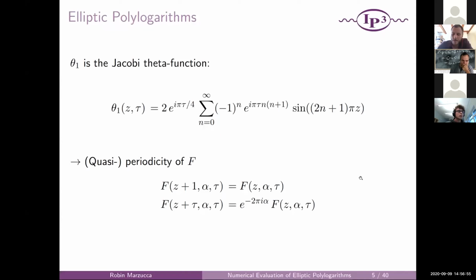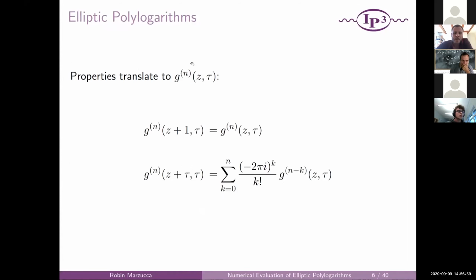Of course, these properties translate also to the expansion coefficients, these Gn, meaning that Gn(z+1) is equal to Gn(z), and for Gn(z+tau) you get a shift where you have a sum of different expansion coefficients.